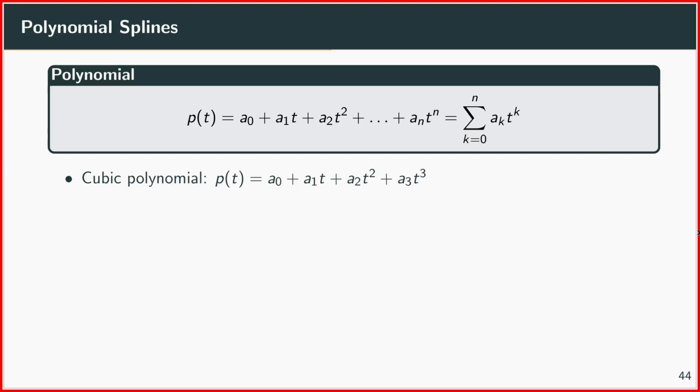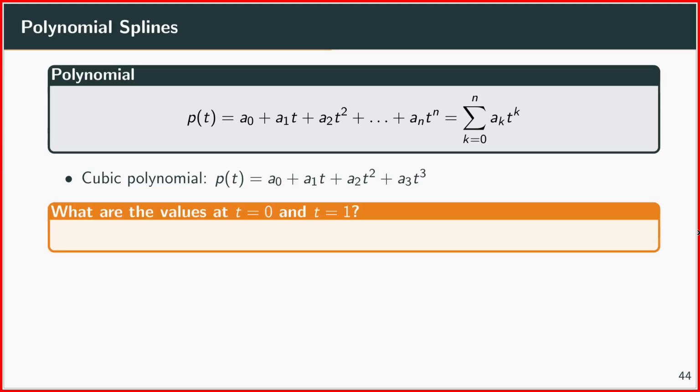A polynomial spline is basically defined by the sum over some value a_k times t to the power of k. So you have this sum of different exponents, and a cubic polynomial would be one where you go up to 3. And a small question for you: what would be the values of this cubic polynomial at t0 and t1?